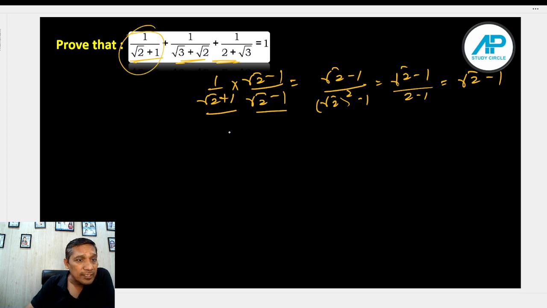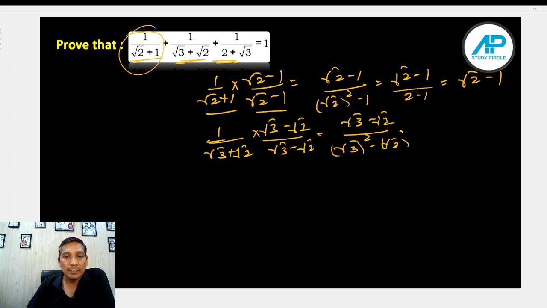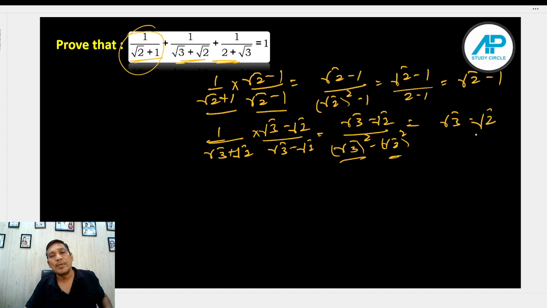This number specifically. The next question, next part, root 3 plus root 2 into root 3 minus root 2 upon root 3 minus root 2. So root 3 square minus root 2 square gives me root 3 square is 3 and root 2 square is 2. Denominator becomes 1. I got the value root 3 minus root 2.